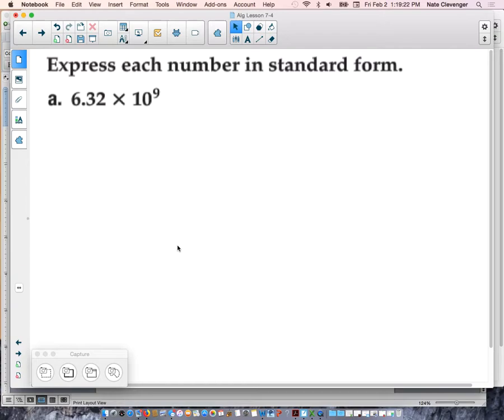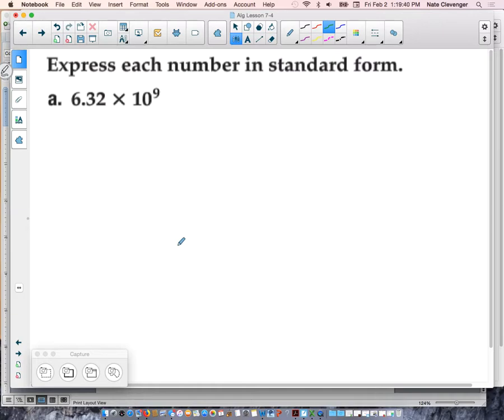Standard form is just a number. That's how we write our numbers, in standard form, just as a normal number. So if you see standard form, don't think y equals mx squared or whatever.